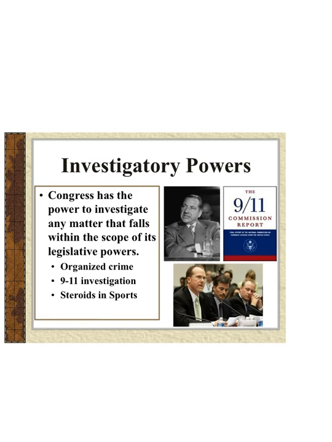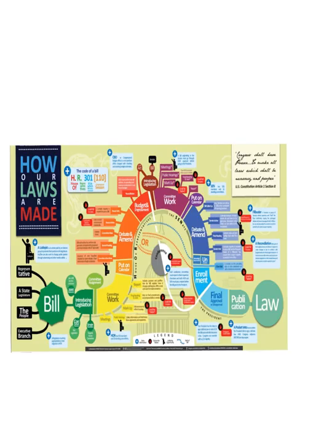Congress has the power to investigate any matter that falls within the scope of its legislative powers. Some examples of things they've investigated: organized crime, the 9/11 investigation, and steroids in professional sports. How a bill becomes a law.